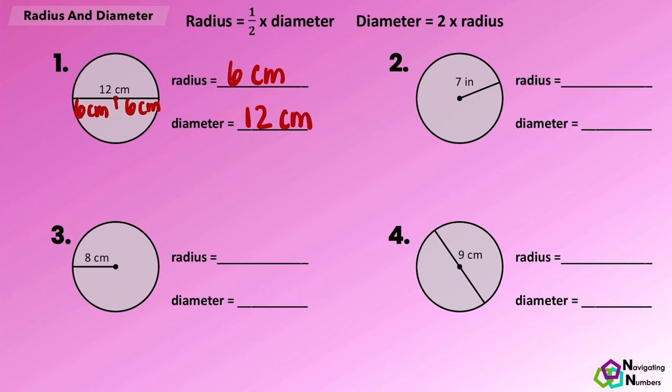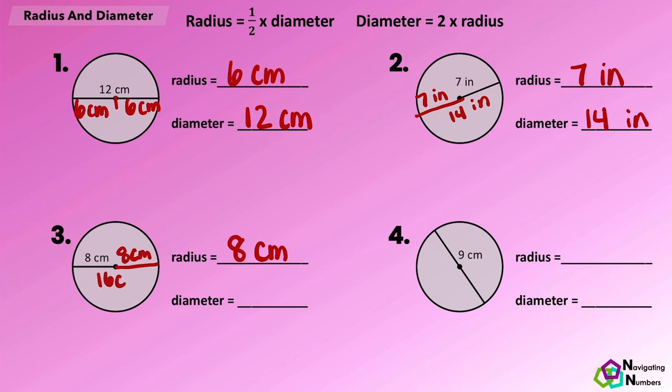Number 2, we have a circle with a radius of 7 inches. So if we want to find the diameter, because the radius is half of the diameter, to find the diameter, we can multiply the radius times 2. So 7 inches times 2 is 14, twice as long. So the diameter is 14 inches. Number 3, we have a circle with a radius of 8 centimeters. So because the radius is half of the diameter, we can multiply radius times 2, which is 16 centimeters.